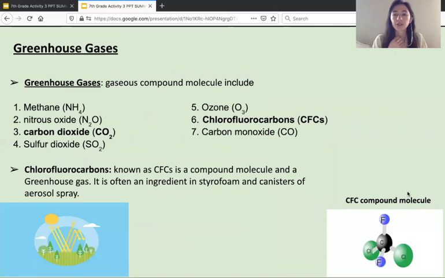All right, so let's talk about greenhouse gases. Greenhouse gases are gaseous compound molecules. They include methane, nitrous oxide, carbon dioxide, sulfur dioxide, ozone, chlorofluorocarbons, and carbon monoxide. These 7 are what make up greenhouse gases. We are going to focus on the 2 I have bolded. So that's carbon dioxide and chlorofluorocarbons.